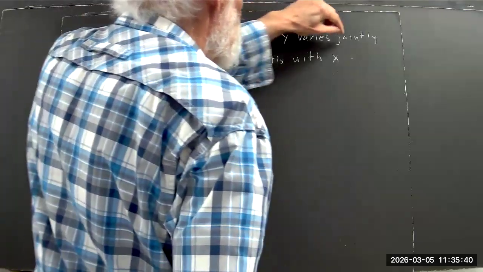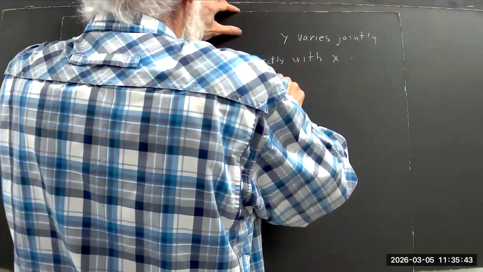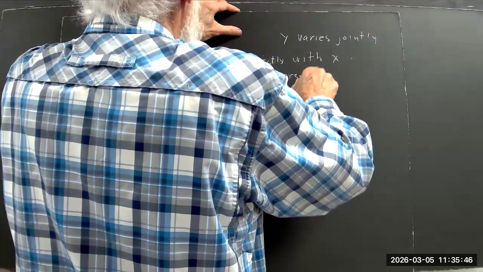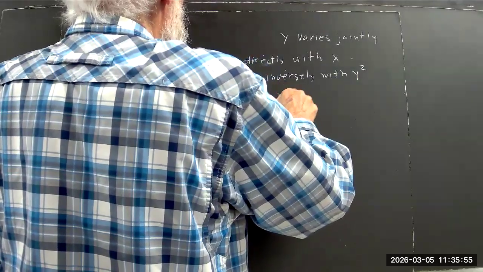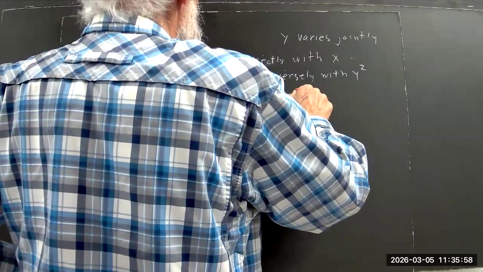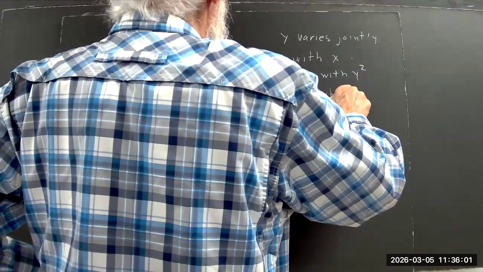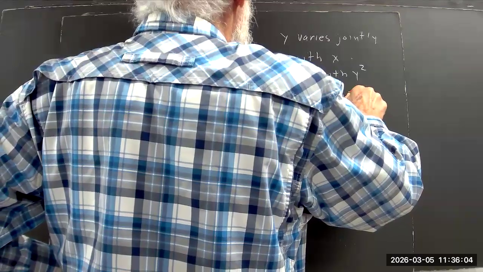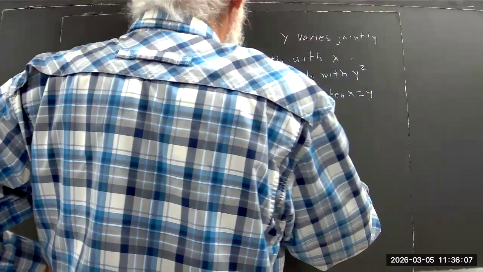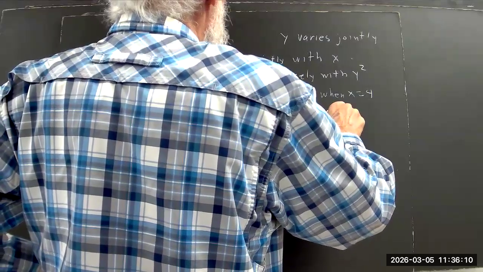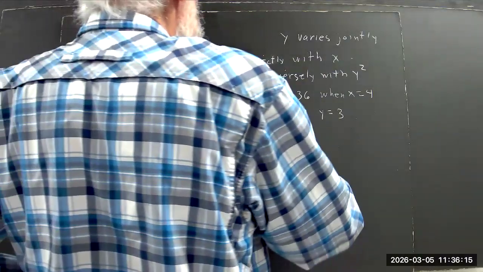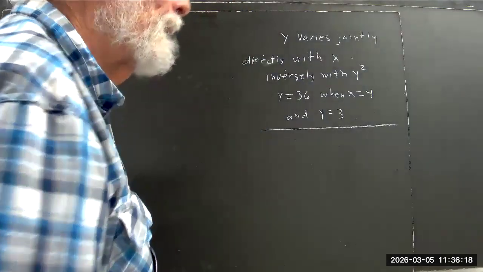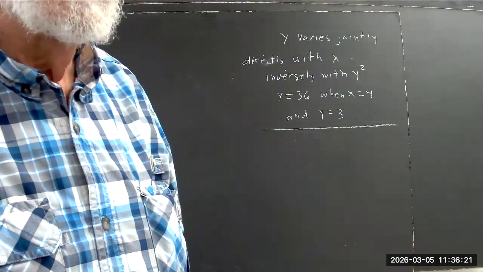Okay. Say y varies jointly directly with x and inversely with z squared. And y equals 36 when x equals 4 and z equals 3. Gonna do that much, okay?